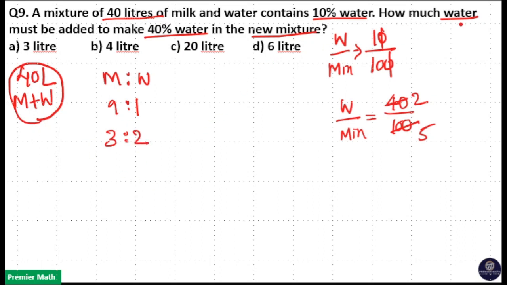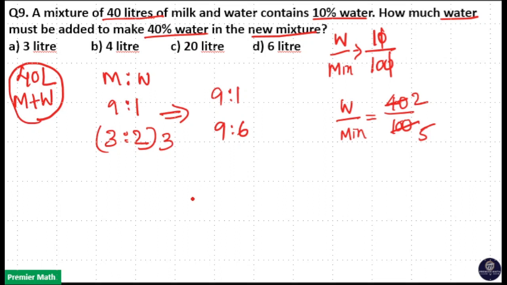Here you can see you are only adding water. In the beginning the ratio is 9:1. After adding water only, the ratio becomes 3:2. That means the milk part is the same in both ratios. But here you can see this is 9 and this is 3, so you need to equalize it. I am multiplying 3:2 by 3 because the milk part is equal. After adding water, only the water component will change; the milk component will not change. So this becomes 9:1 and 9:6. Now the milk components are equal, at 9 parts.